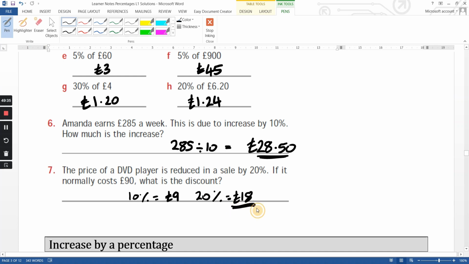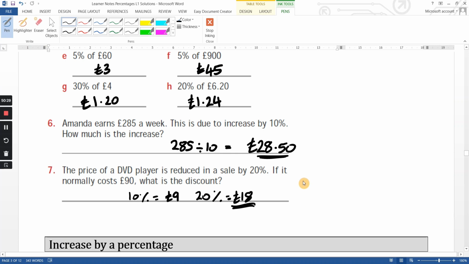That is the discount. Yeah, don't be tempted to take it away from the normal price. You know, it's not asking what the price of the DVD player is. It's asking what is the discount, how much has it been discounted by. So it's just £18, which is the discount. Yeah, so just be careful with that one. Very common mistake. You know, a lot of people would take it away. So you don't need to do that in this question. You know, just make sure you read the question carefully, what it's asking for.